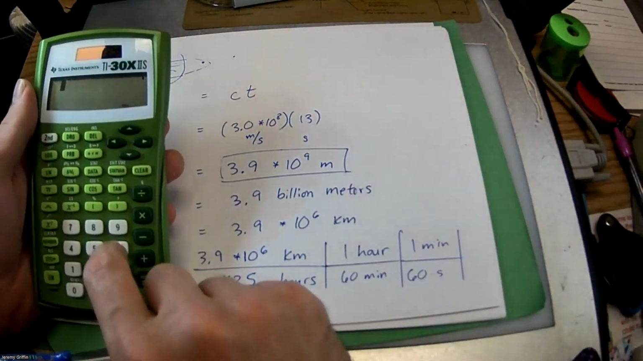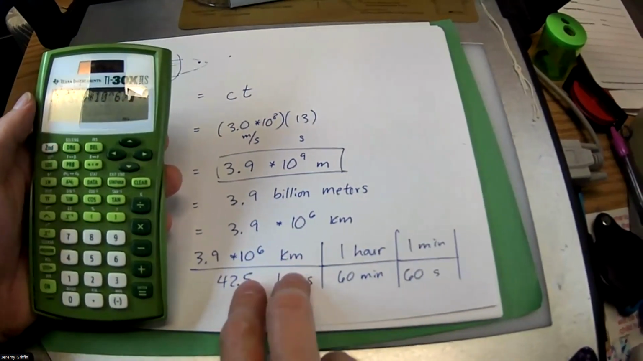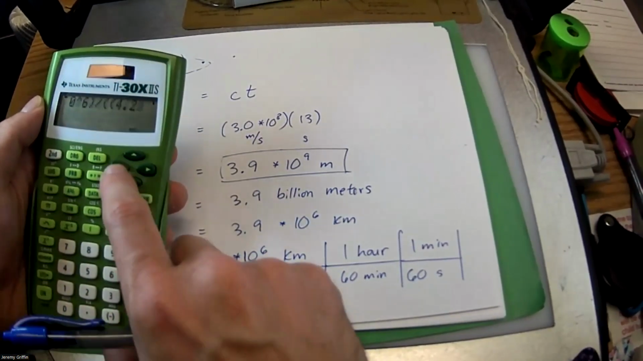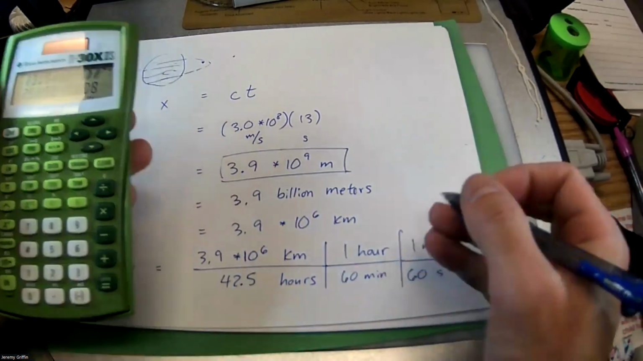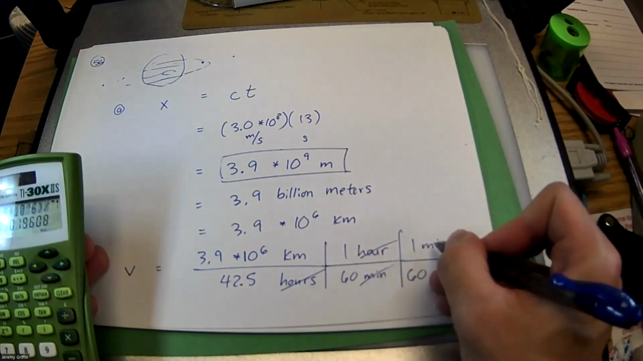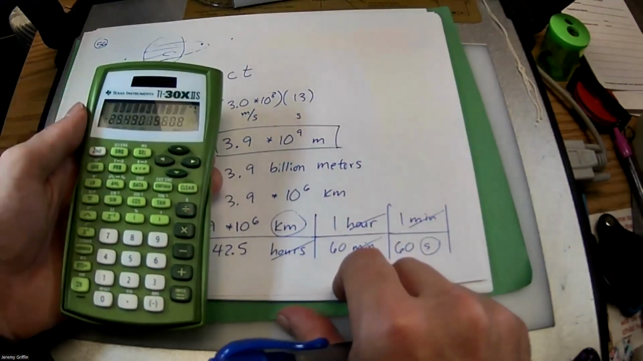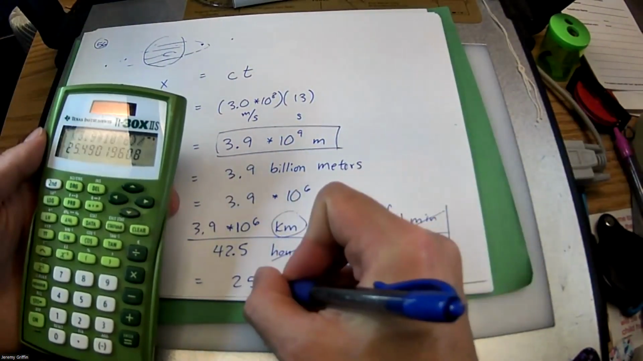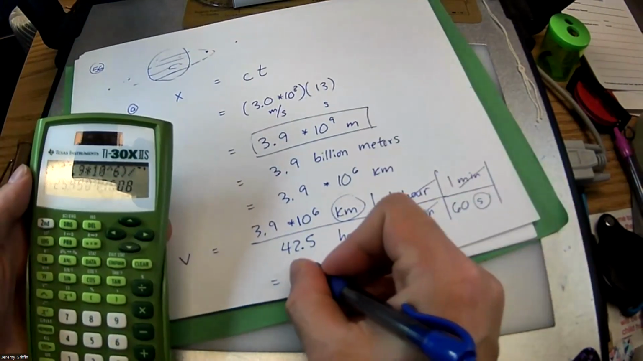All right, so let's put this all in. 3.9 times 10 to the 6, 3.9 million, that's kilometers. Divide by, open some parentheses, 42.5 by 60 by 60. And then you guys have done plenty of dimensional analysis. Hours, minutes. You see we got kilometers per second on the board. That's why I set it up that way. And so I'm looking at 25.49, maybe I'll call it 25.5. How about that? Kilometers per second.